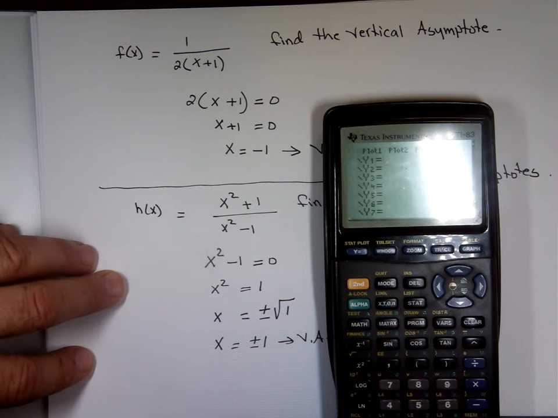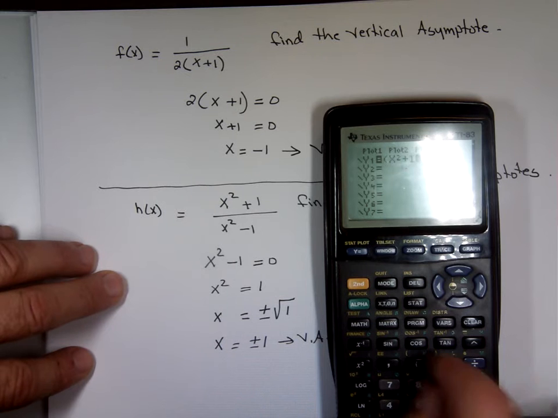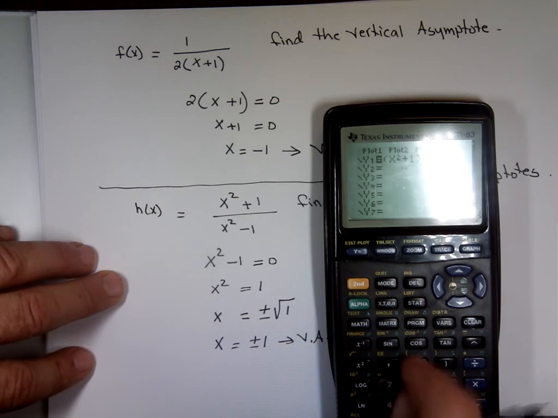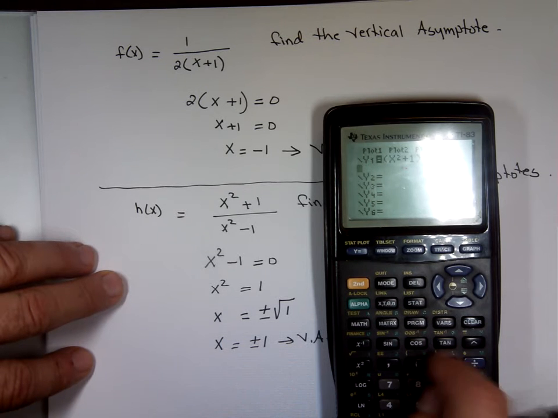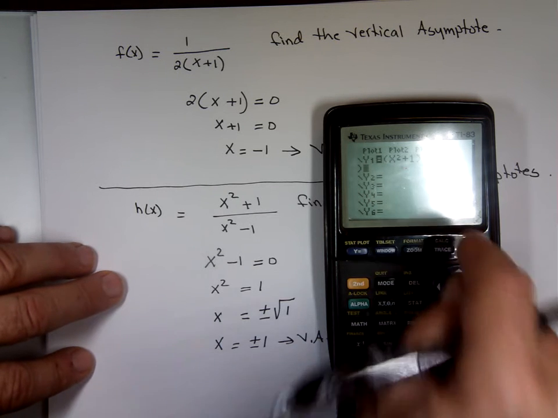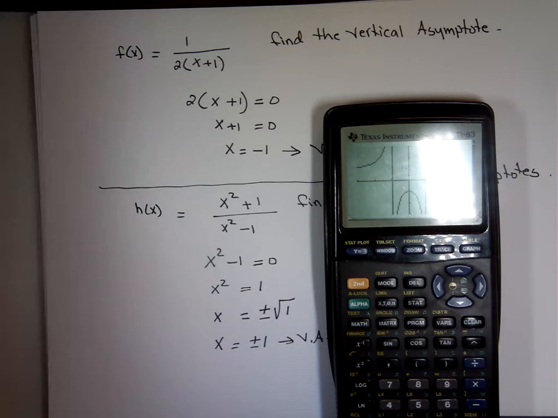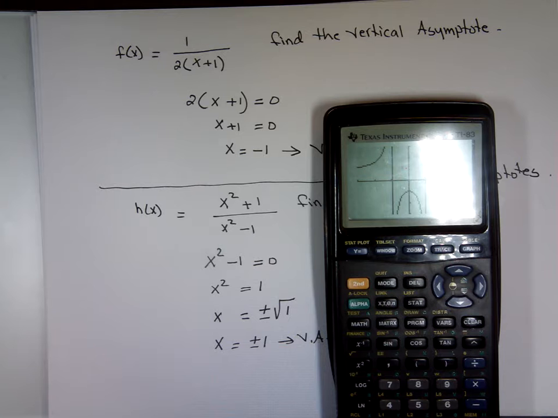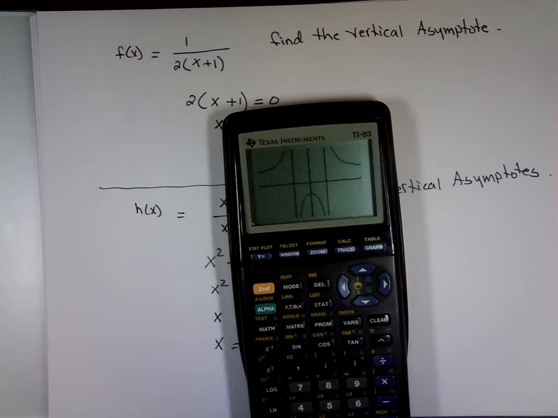Here we go, parentheses, x squared plus 1, close that, divided by parentheses x squared minus 1. Graph. Look at that. We have one, just then put the line there in case you can't see it. We have one at x equals -1, and we have one at x equals 1.